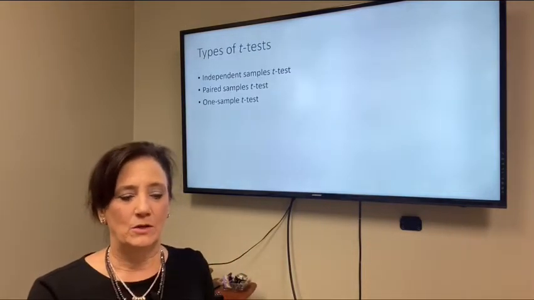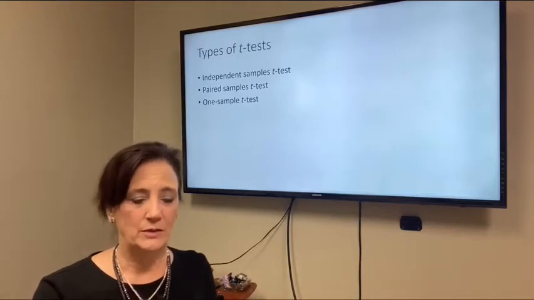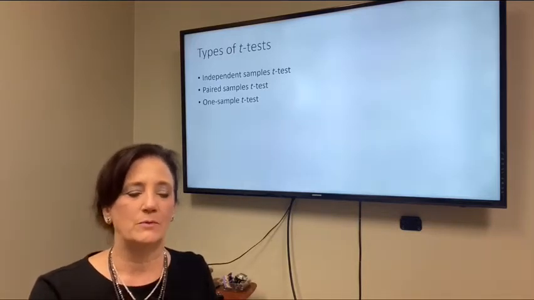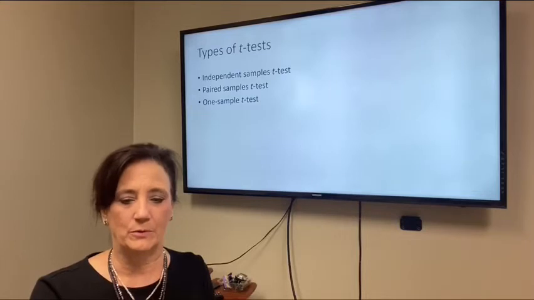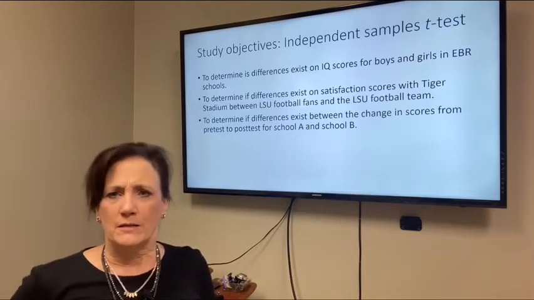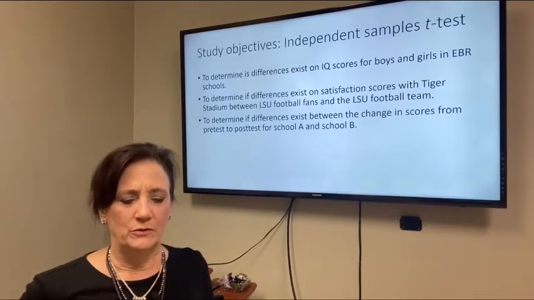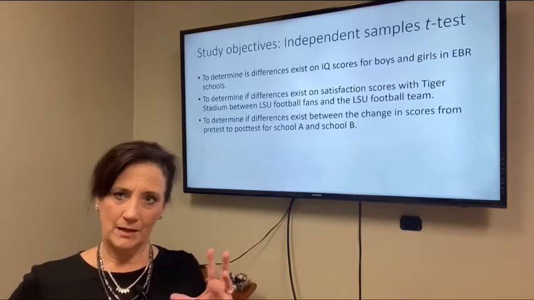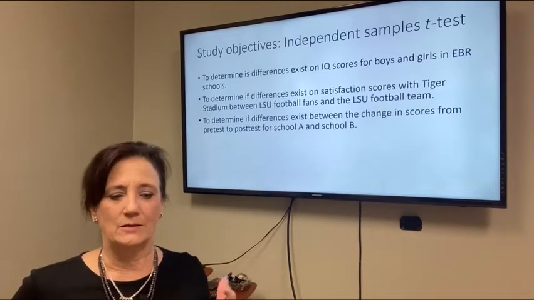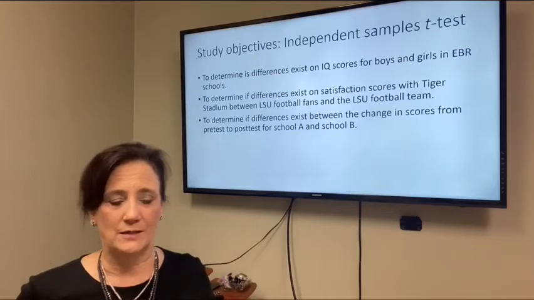Okay, so I mentioned earlier the three types of t-tests: independent samples, paired samples, and one sample. So let's talk about some study objectives that would go along with each of these, keeping in mind as we go through this that you will need to write study objectives.